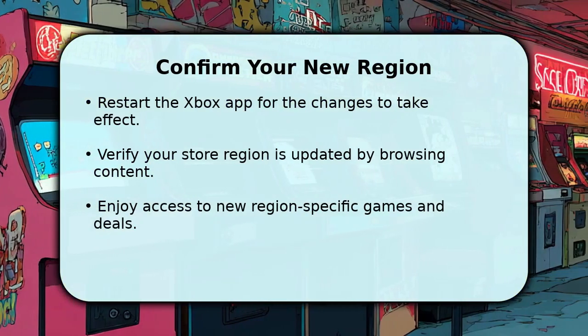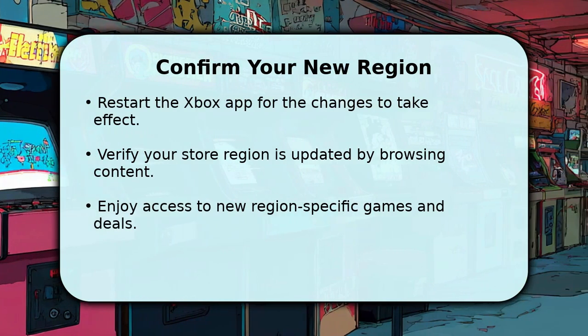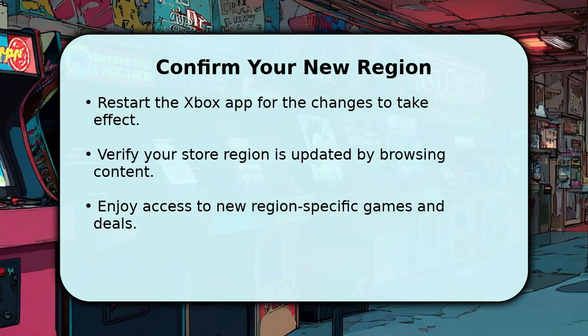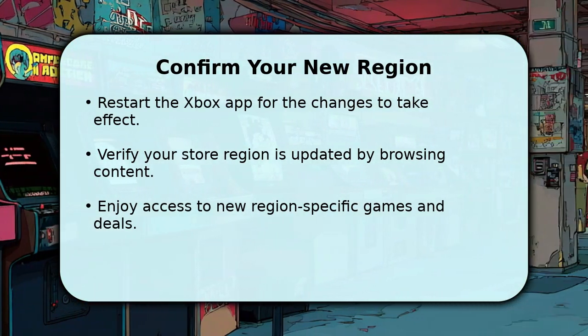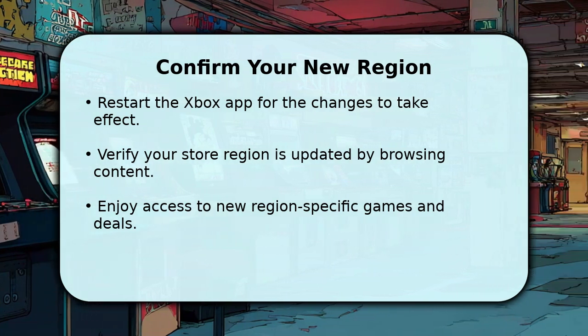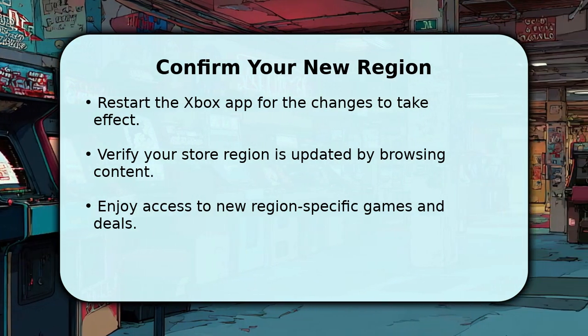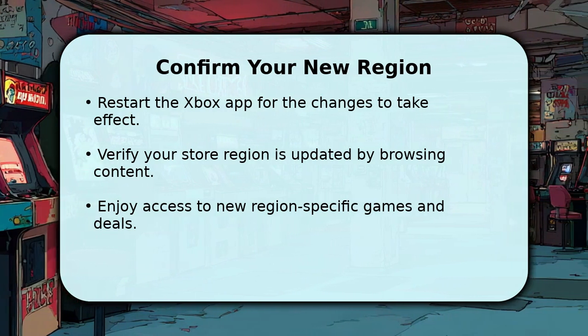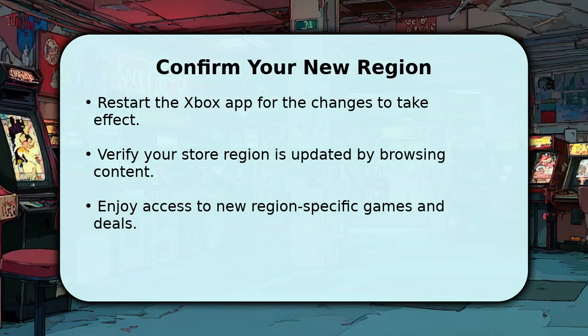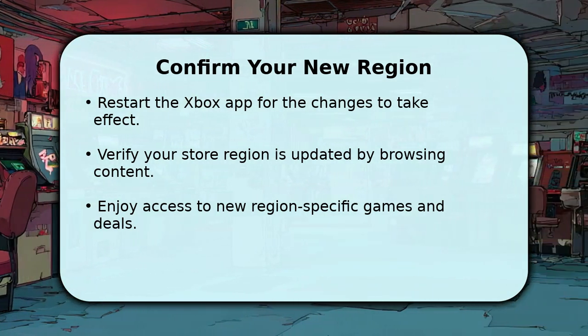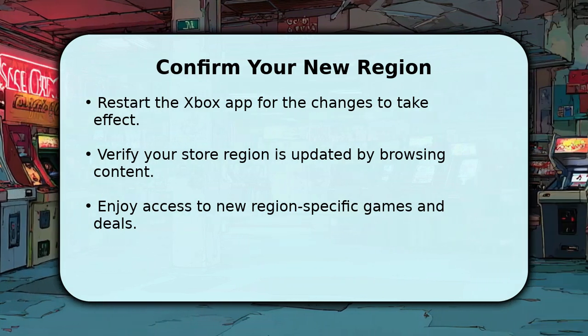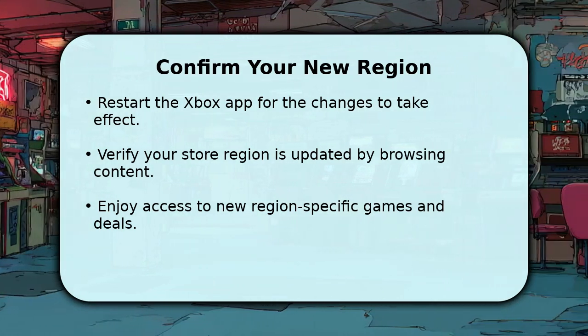Once your address and payment details are updated, completely restart your Xbox app. This action ensures all the new settings are fully applied and recognized by the system. Open the app again and browse the store to confirm that your region has successfully updated. You can now explore region-specific games, deals, and content in your newly selected country.